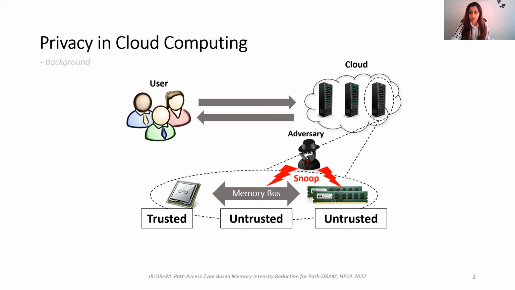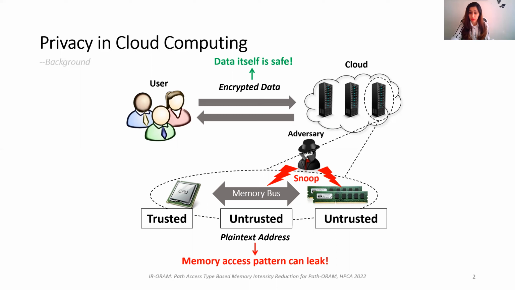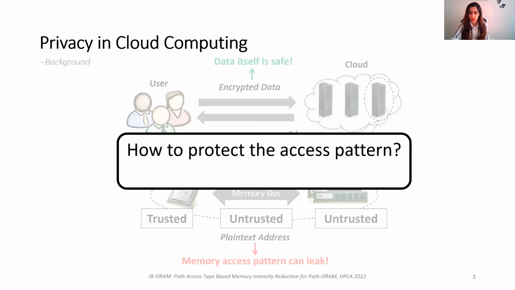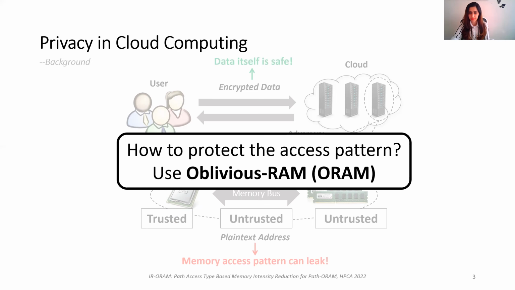Users may store their data encrypted, so the data itself is safe, but the address is transmitted in plain text in commodity DRAM. So the memory access pattern can leak information to the adversary. The question is how to protect the access pattern. Recent studies tell us to use oblivious RAM, ORAM for short.